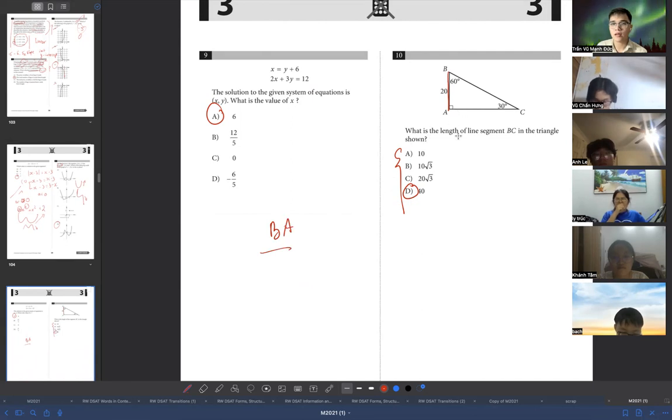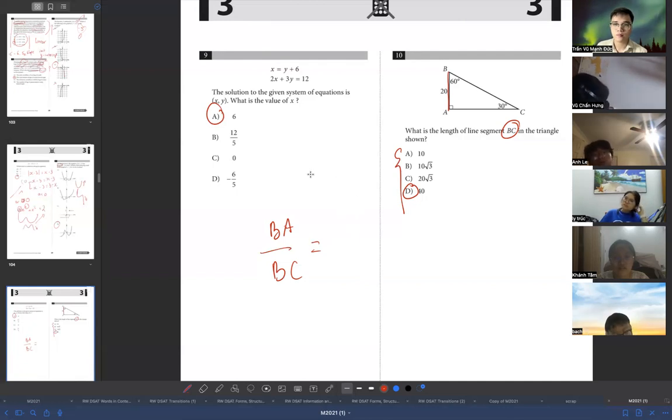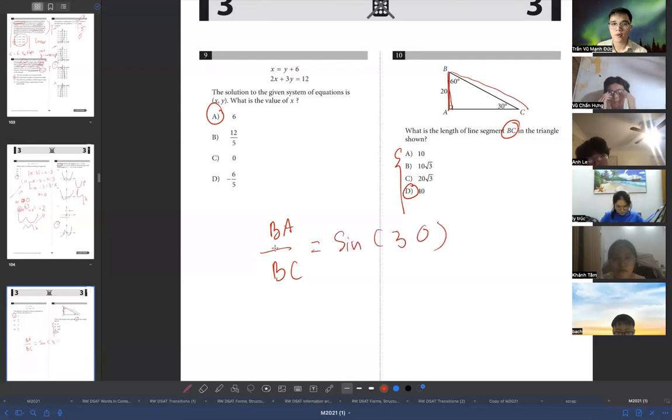No, I'm sorry. BA, they're asking for BC, right? BA over BC equals what? Do you remember? Opposite over hypotenuse is sine. Sine, exactly. Sine of 30 equals BA over BC.